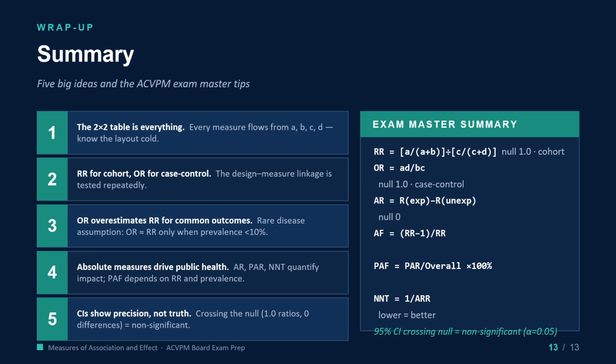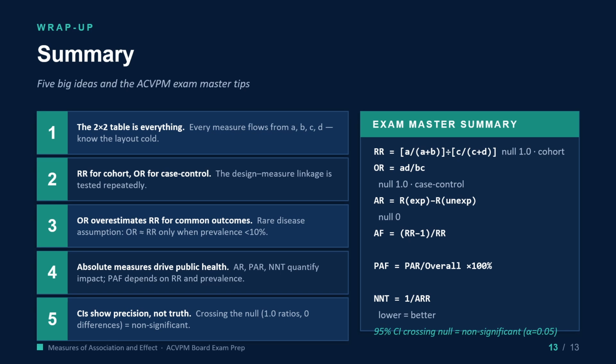A CI that crosses the null, 1 for ratios, 0 for differences, means non-significance. A narrow CI means high precision. But precision is not validity. A biased study can be very precise and very wrong.